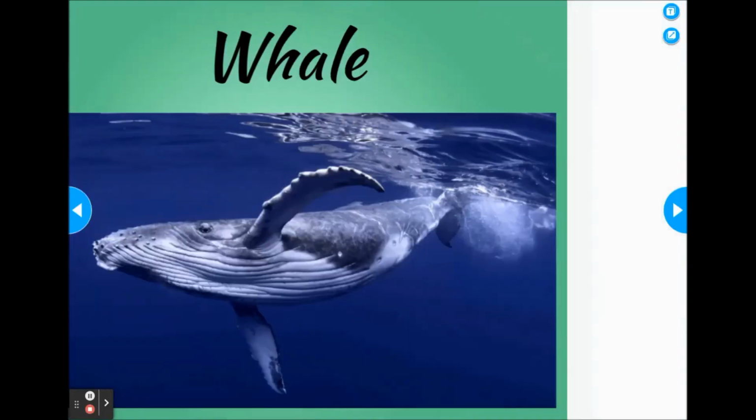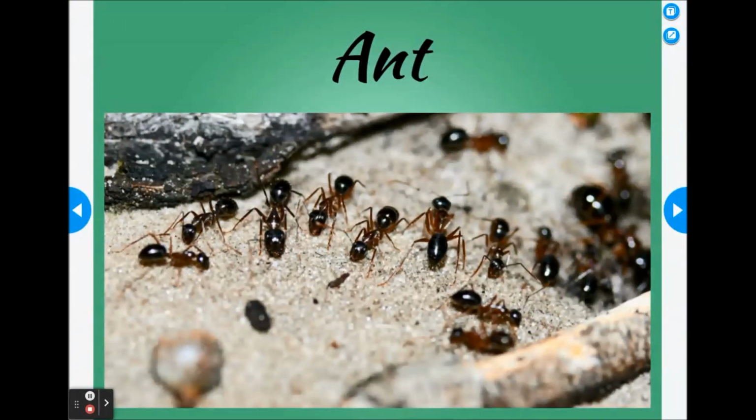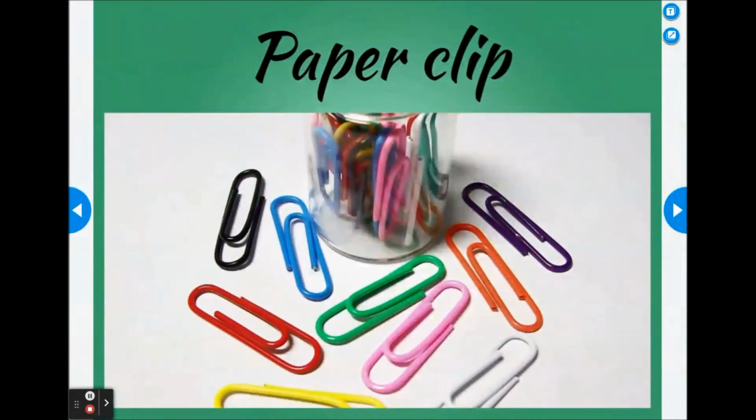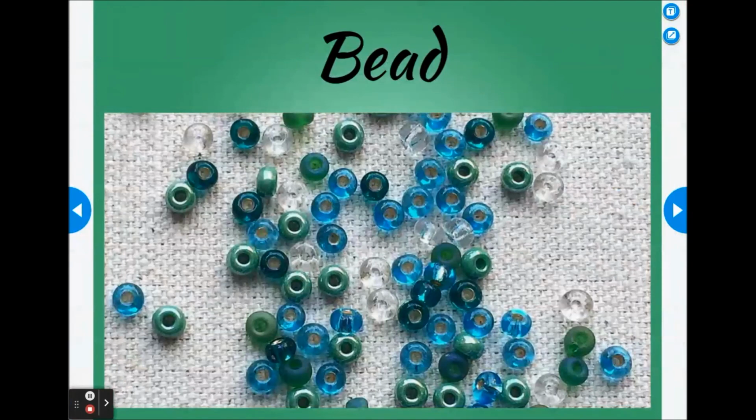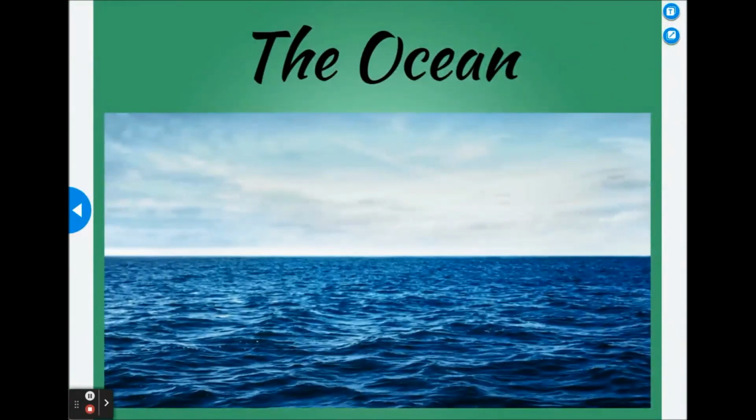If something is really, really small, we say it is tiny. These ants are tiny. Tiny is the opposite of enormous. Tiny paperclip. Tiny bead. The ocean is enormous. Great job, friends.